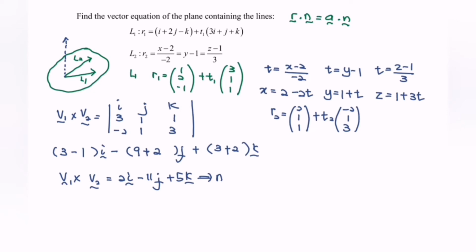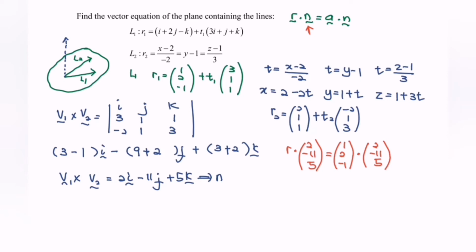Next, substitute the normal into this part. So, the vector equation of the plane containing the line, where we have r dot with the normal (2, -11, 5), equals to where we have the a. My suggestion is to pick the point from the r1, where we have (1, 2, -1) dot with (2, -11, 5). So here we have the vector equation.